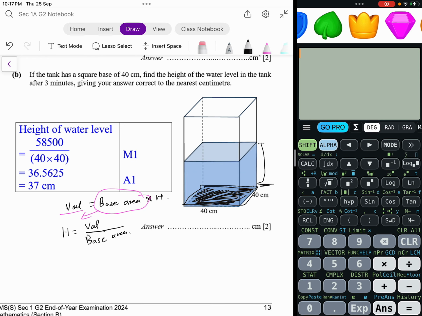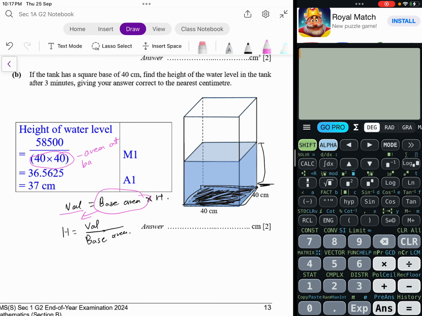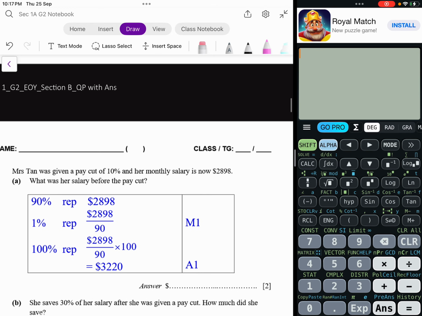So you get 58500 divided by 40 times 40, which is the area. Okay, so this is the area of base. Of base shape, which is a square. Okay, then you get the height. Okay, moving on.